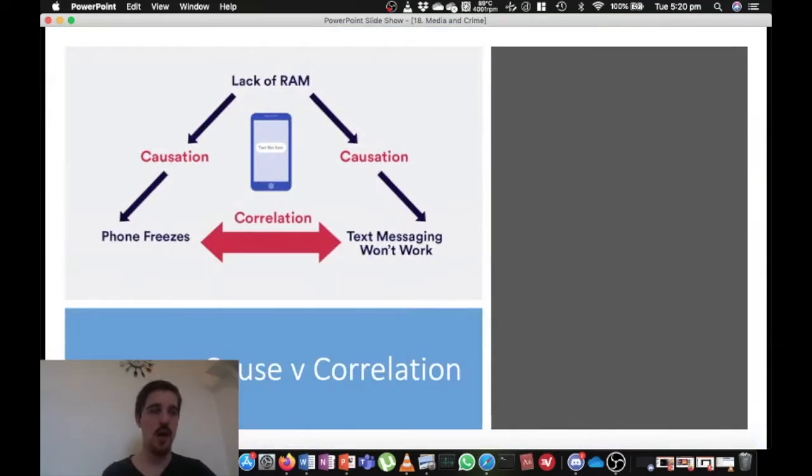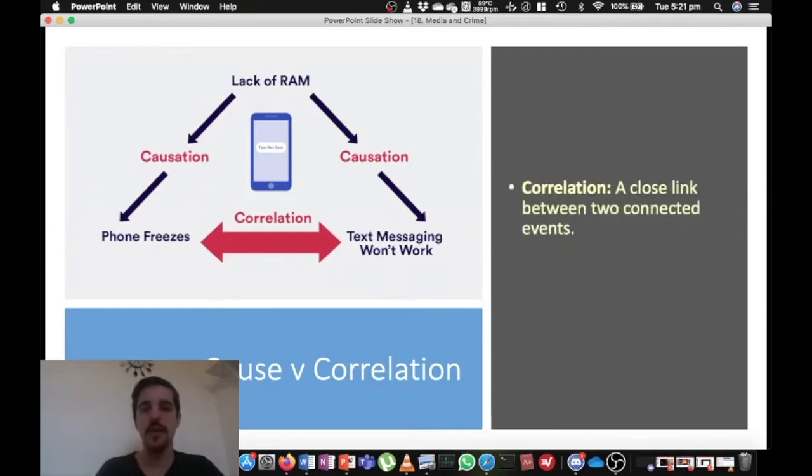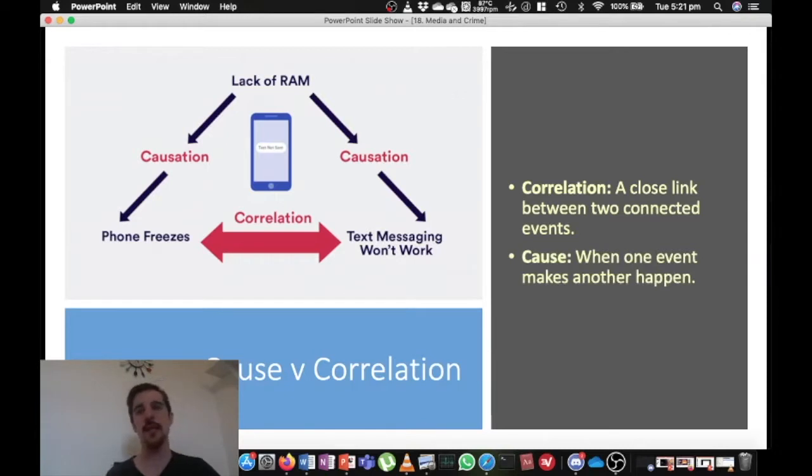Moving in, I do actually have a video that I'll get you to watch after we discuss these ideas of cause and correlation. So here we go. Correlation is this idea that there's a close link between two connected events or things, and a cause is when one event makes another happen. Now there is often this blurred line where you've got to make sure that what you're talking about is a cause and not a correlation, because often people get the two confused. I'll give you an example.